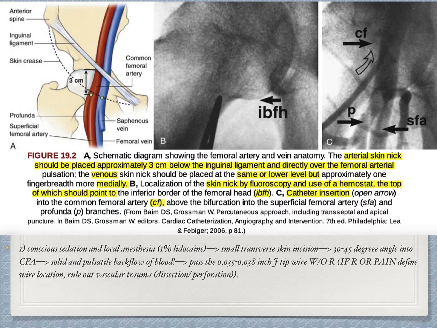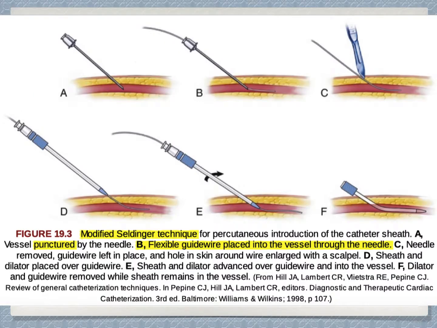Advance the wire gently. If there's any resistance or pain, define where the wire is. You could have dissected this or perforated it. This is the modified Seldinger technique. There's also the Seldinger technique, in which you puncture anterior and posterior walls of the artery and then bring the needle back into the artery lumen. And there's this one, which is the modified Seldinger technique.